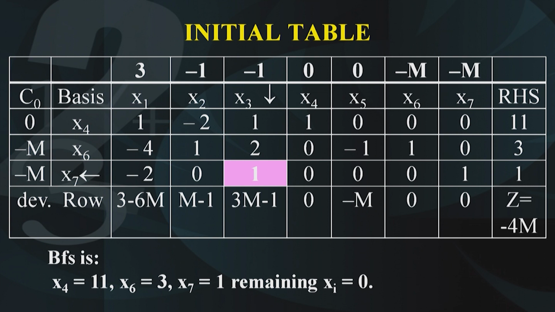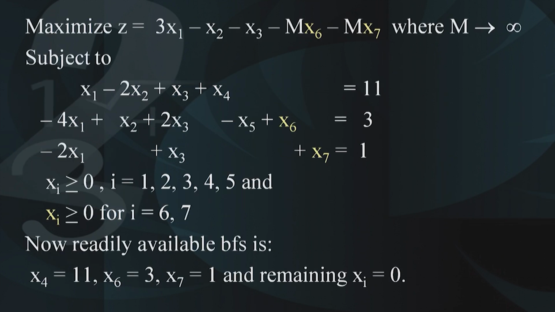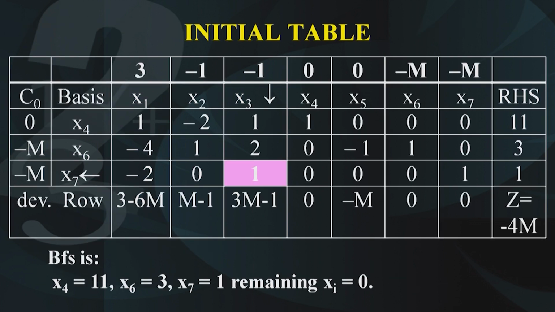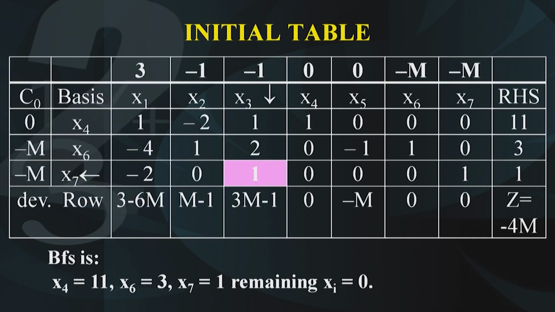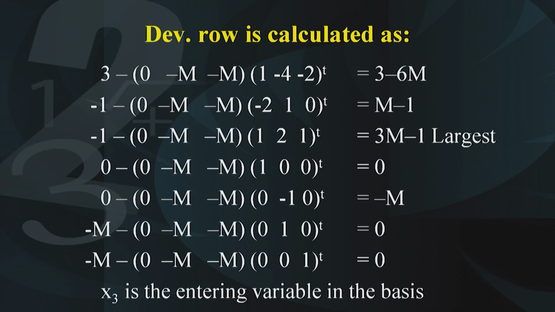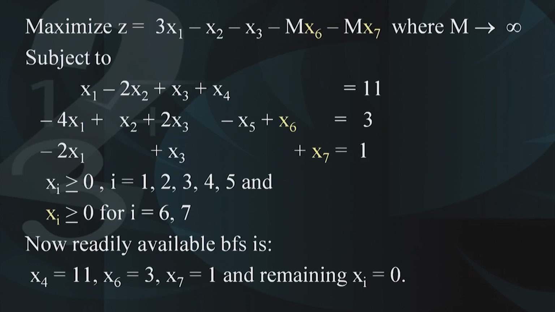Similarly, the coefficients of x2 are minus 2, 1 and 0. Similarly, under x3 we have 1, 2 and 1. So, under x3 write 1, 2 and 1. Now, x4 is the basis. So, therefore, its coefficients are 1, 0 and 0.